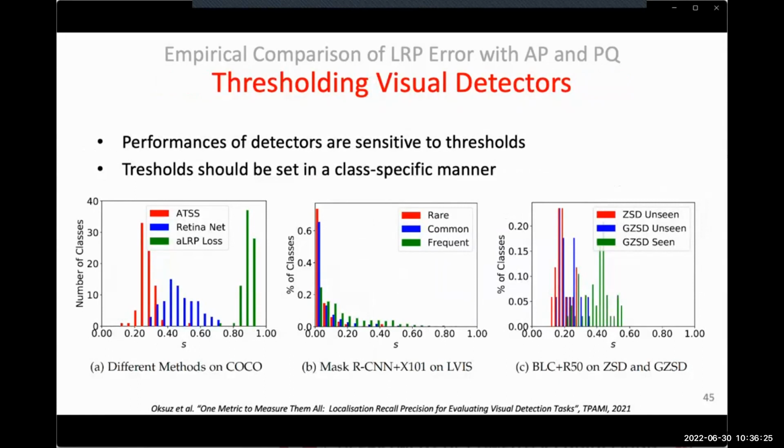We also analyzed how optimal thresholding scores for different detectors change. We note that different detectors have different optimal thresholding score distributions, and these scores depend on classes. Our results confirm that thresholding detections differently for each class can be beneficial. We note similar behaviors among different class categories, rare, common, and frequent class categories, for example, and similar observations can be made for different zero-shot detection approaches.